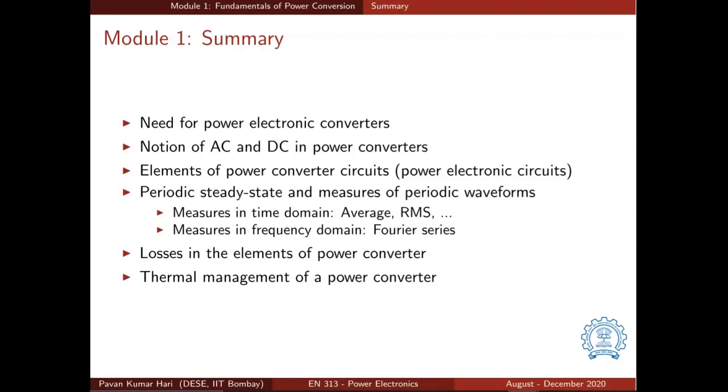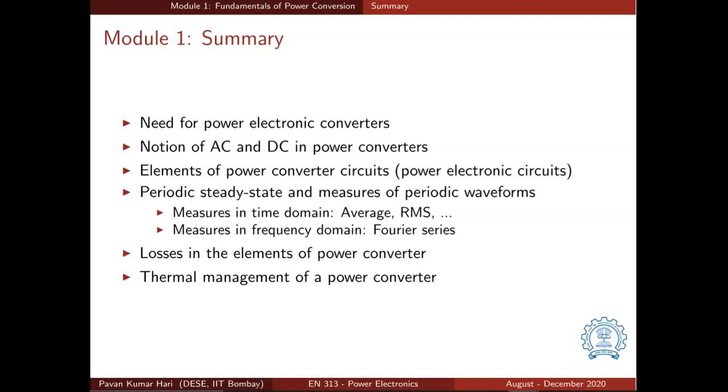And then we looked at the basic elements of power converter circuits or power electronic circuits. We have understood that switches, inductors and capacitors are the most basic elements. And then we intended to analyze the power converters in periodic steady state. So we understood the principles of periodic steady state, and we have also understood the measures of periodic waveforms, which are useful to quantify the periodic waveforms which are found in power electronic circuits. And we looked at measures in time domain such as average value, RMS value, peak value and so on. We also have looked at the measures in frequency domain, primarily given by Fourier series.